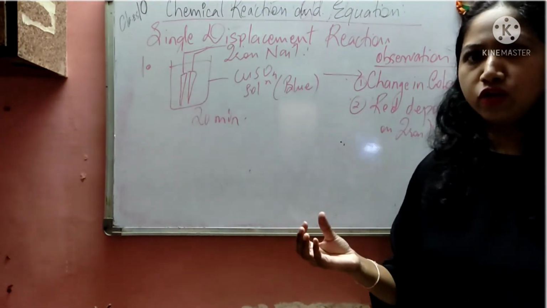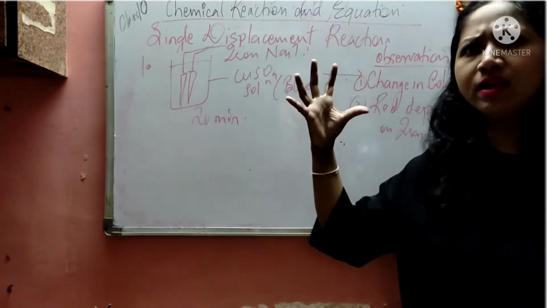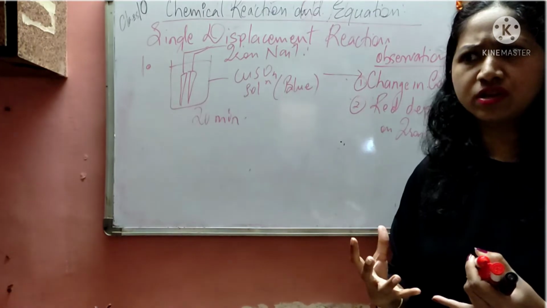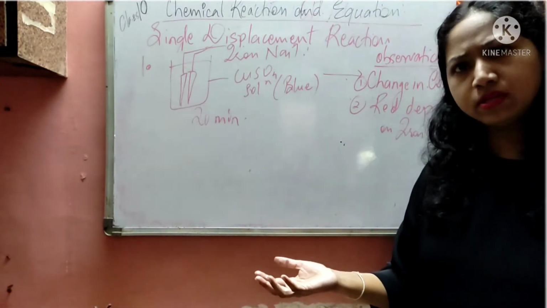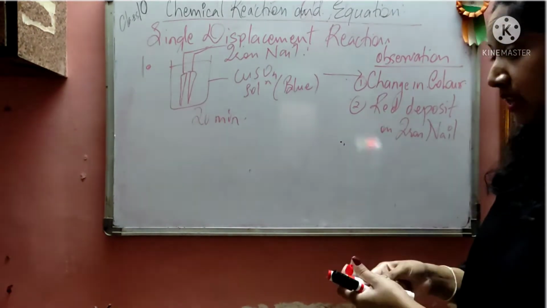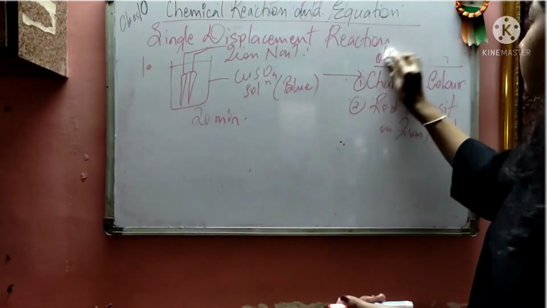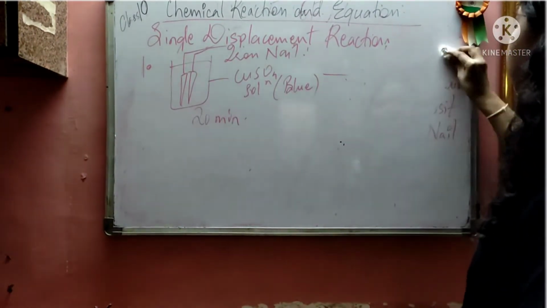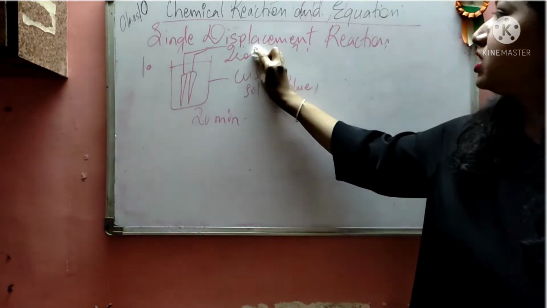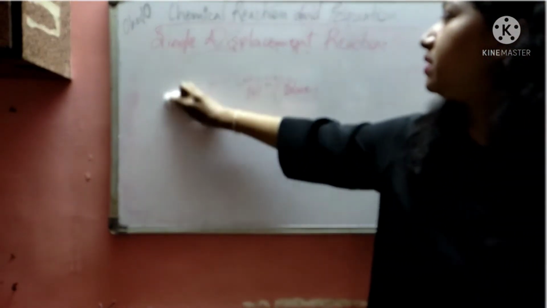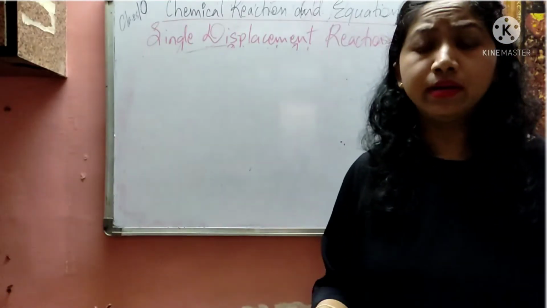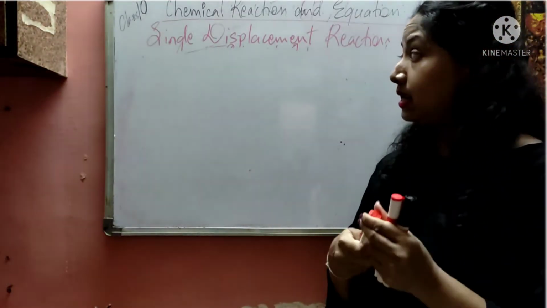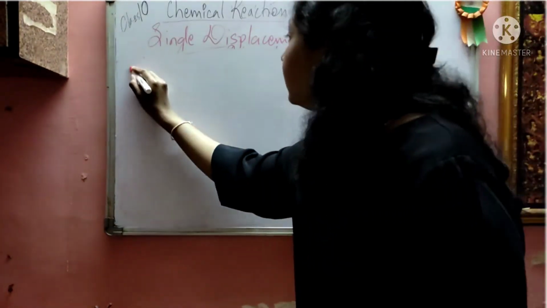Okay, I'll explain with the help of an example what is happening basically in the reaction, and why there is a change in the color, and why there is a red deposit on the nail. Because of the reaction which is taking place, and that reaction is called a single displacement reaction. I'll explain what reaction is basically taking place with the help of an example.